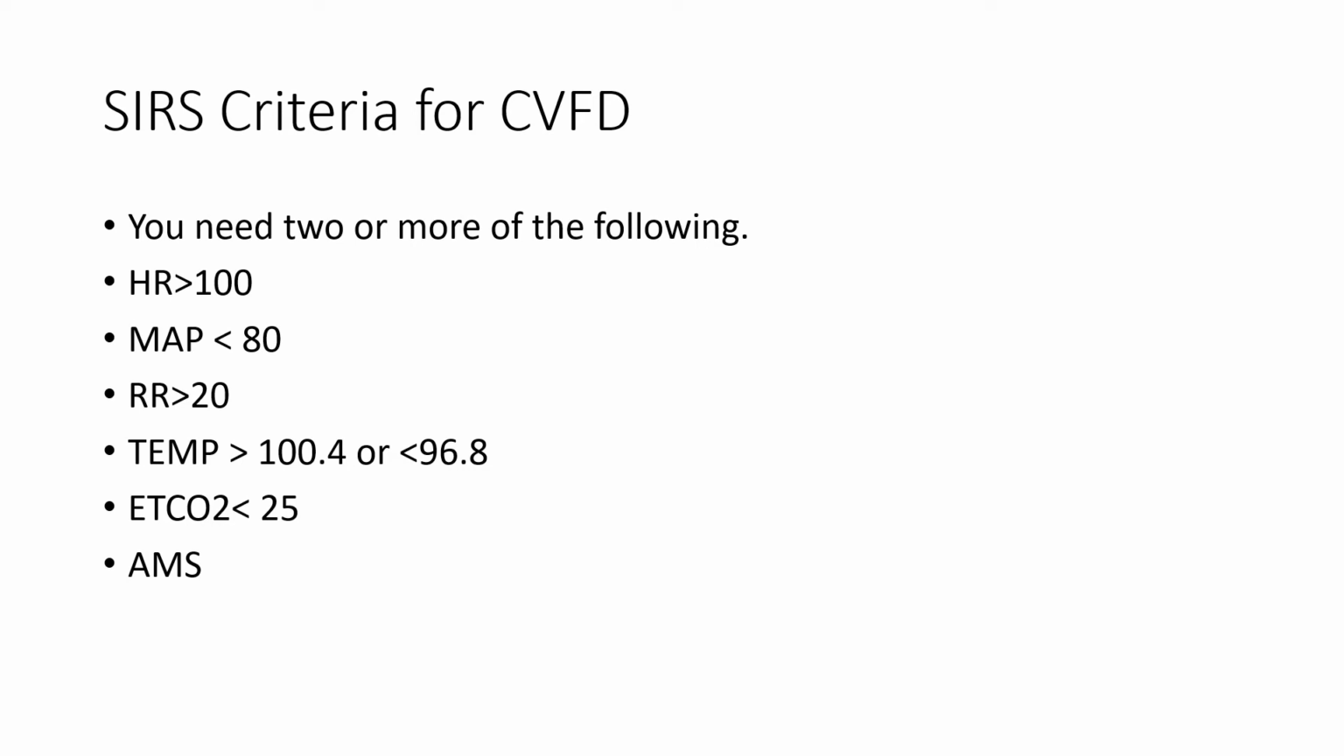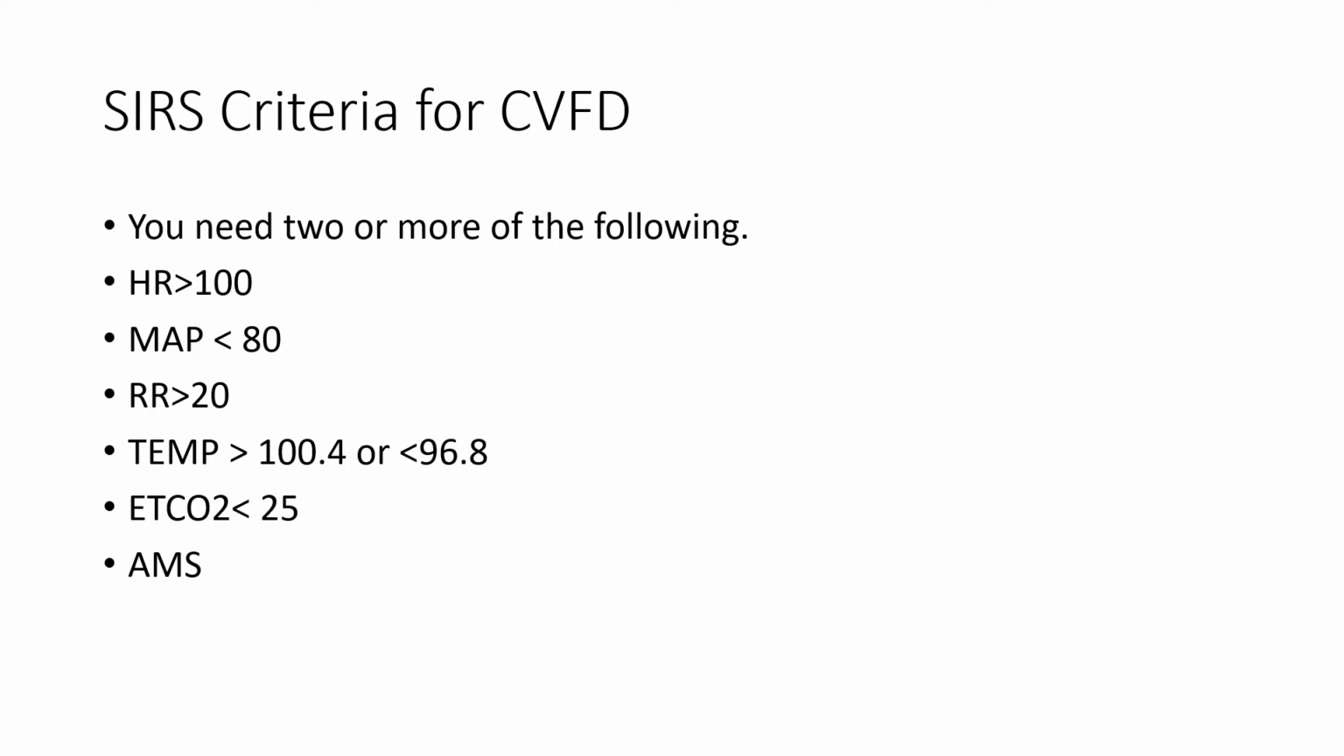So when we look at SIRS criteria for our new protocol, what we've included is obviously tachycardia, tachypnea, but we also included a MAP less than 80. So instead of concentrating on systolic blood pressures, we want to concentrate on a MAP. The monitor has a little parentheses after you've taken your blood pressure, and it will show you your MAP.